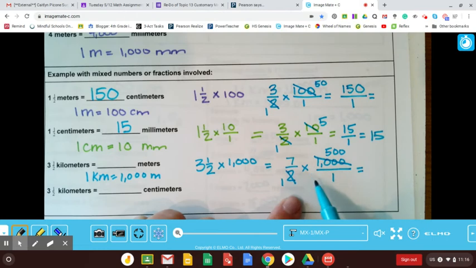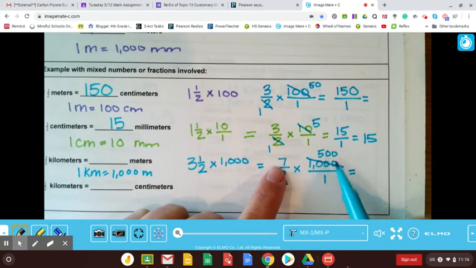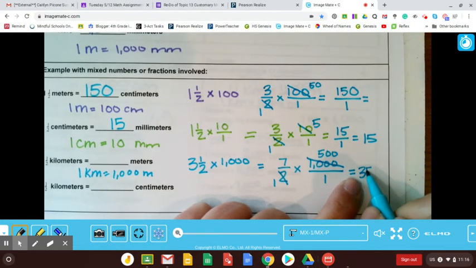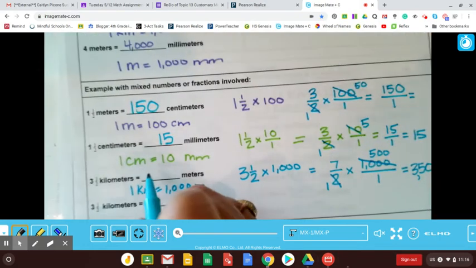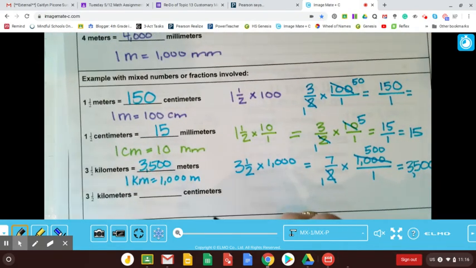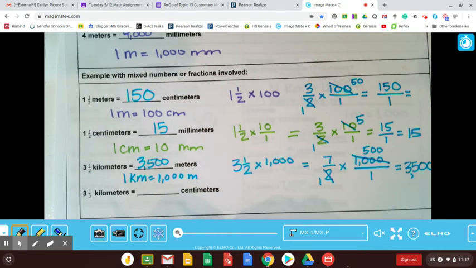Right? And now I can multiply top times top over bottom times bottom. So what's 7 times 500? Well, 7 times 5 is 35. And then I'm going to add on my 2 zeros. So I have 3,500.